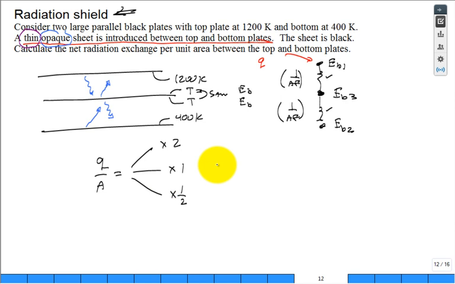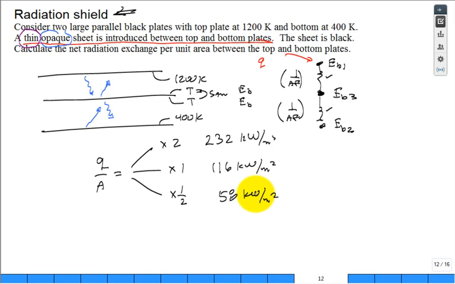It was 116 kilowatts per meter squared. Is it now 232 kilowatts per meter squared? Or is it half of that, 58 kilowatts per meter squared? Which one do you think it is? The 58. I hear the 58.